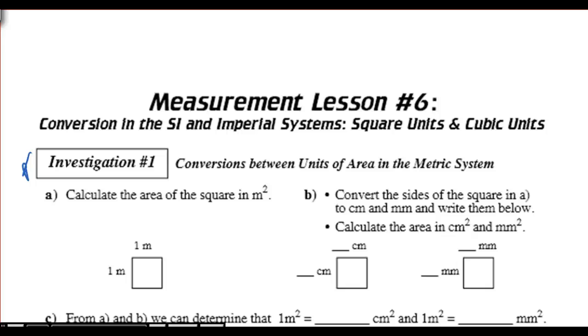Today we're going to be looking at, again, conversions, but this time we're going to be dealing with area and volume. So we're no longer just doing one-dimensional analysis. We're going to jump into some 2 and 3 dimensions here.